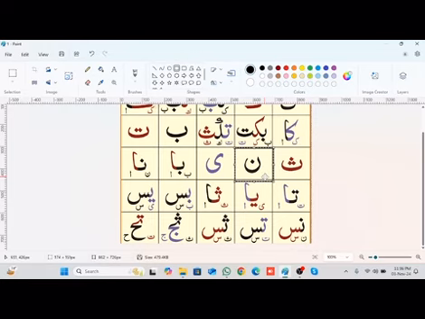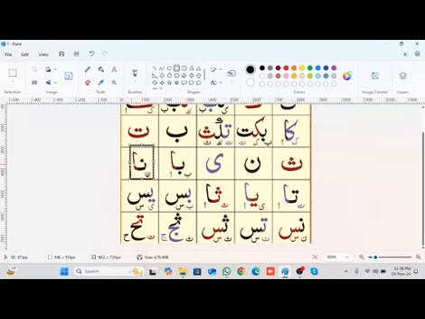The next one, noon. The next one, ya. The next one, ba, alif. Remember, ba has only one dot and the position of the dot is down, and alif doesn't have any dot. Ba, alif.